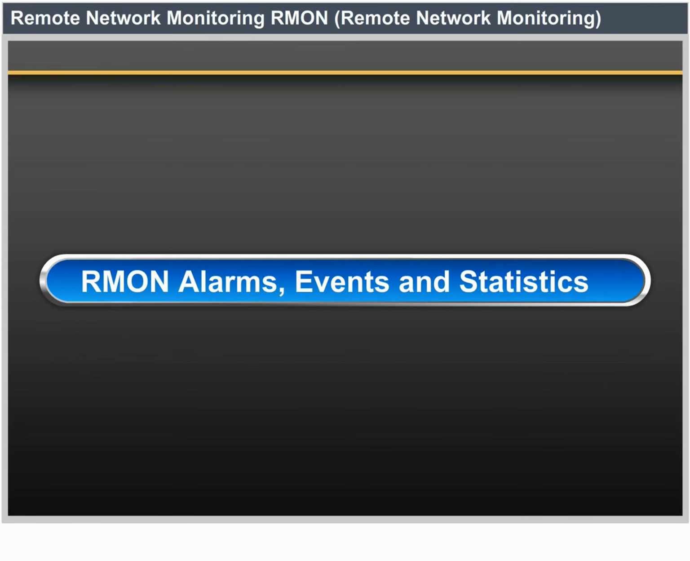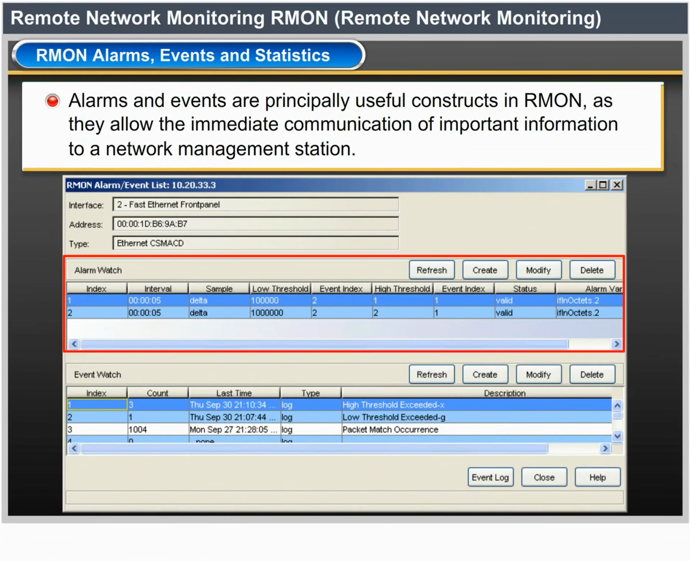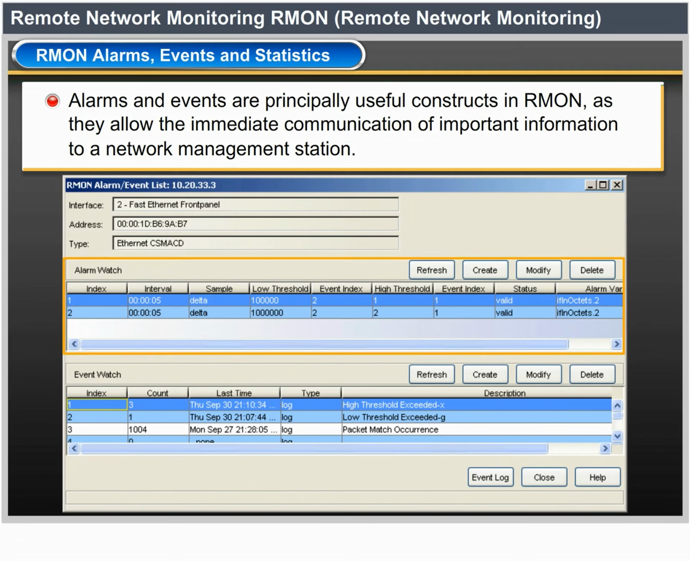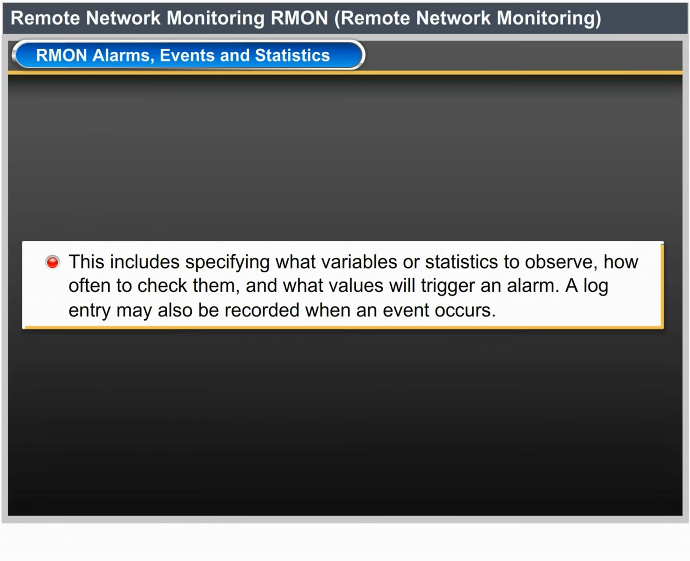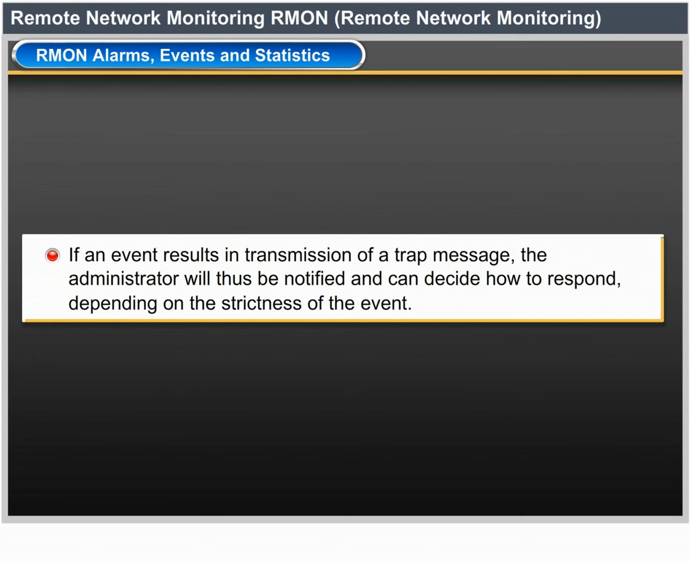Alarms and events are particularly useful constructs in RMON as they allow the immediate communication of important information to a network management station. The administrator has full control over what conditions will cause an alarm to be sounded and how an event is generated. This includes specifying what variables or statistics to monitor, how often to check them, and what values will trigger an alarm. A log entry may also be recorded when an event occurs. If an event results in transmission of a trap message, the administrator will thus be notified and can decide how to respond depending on the severity of the event.